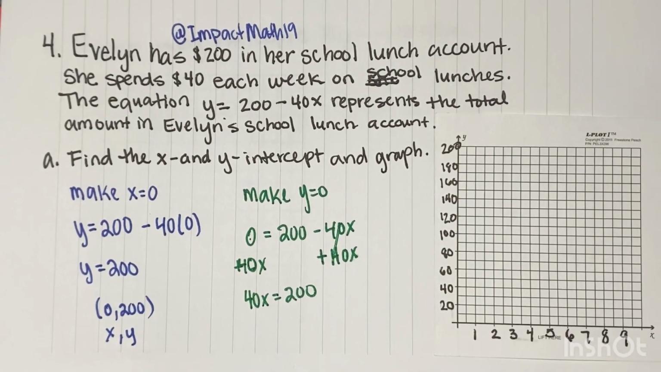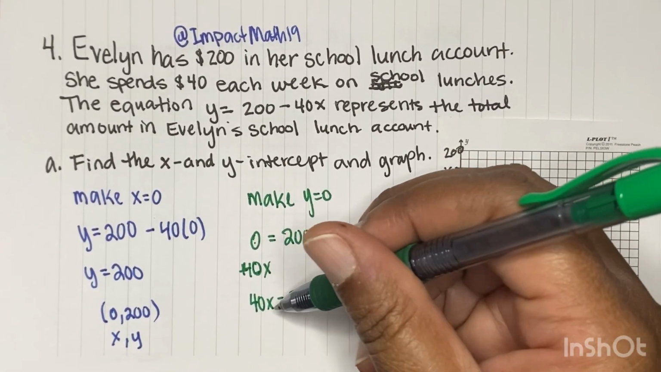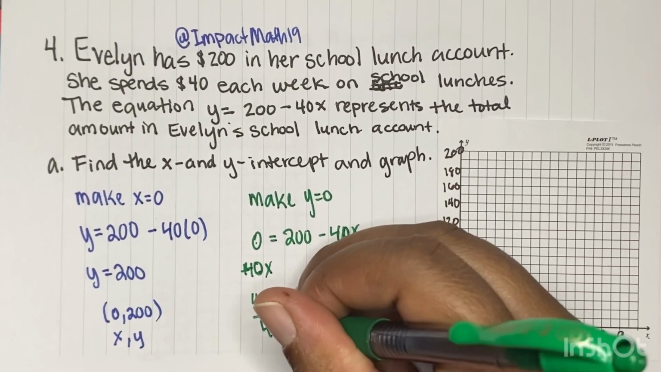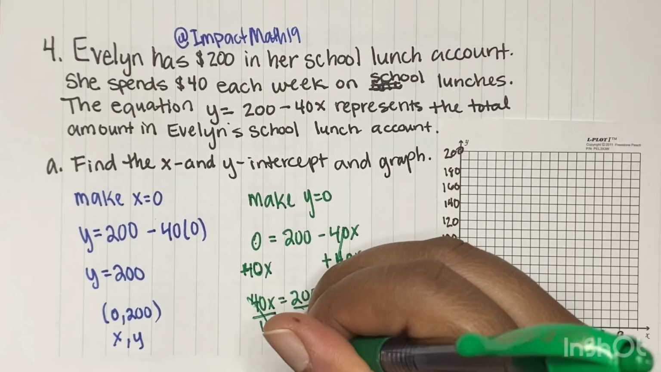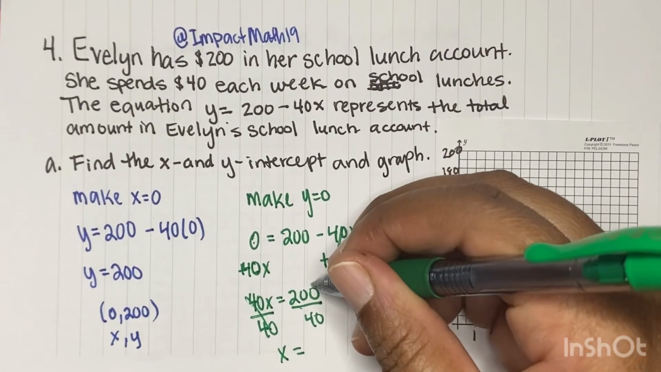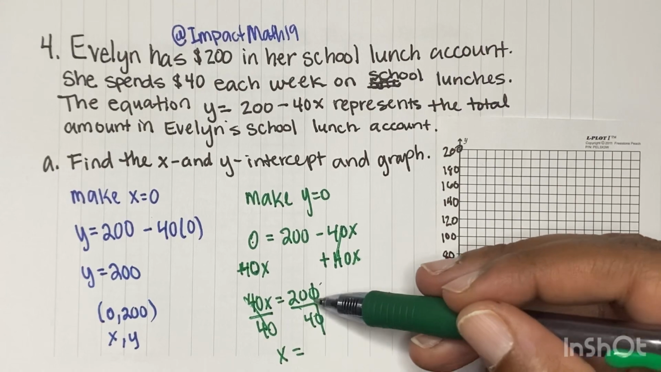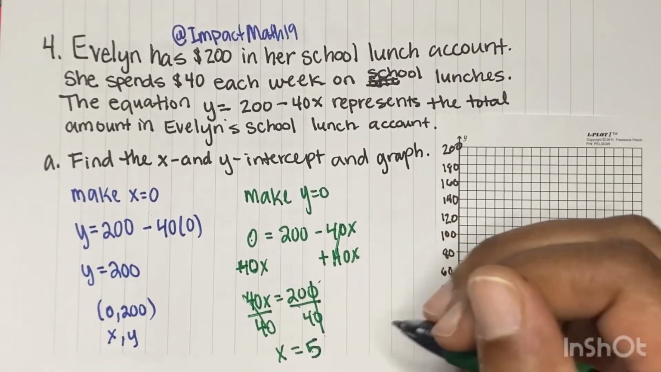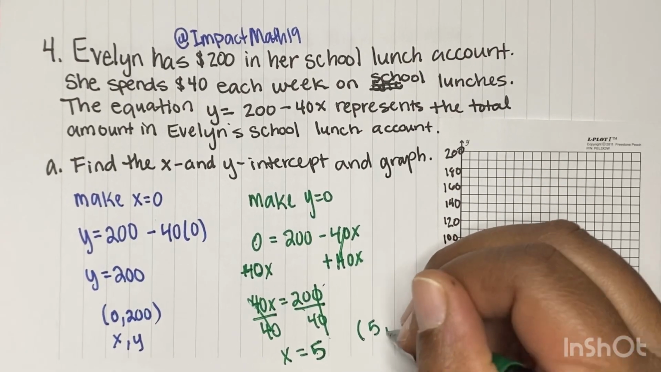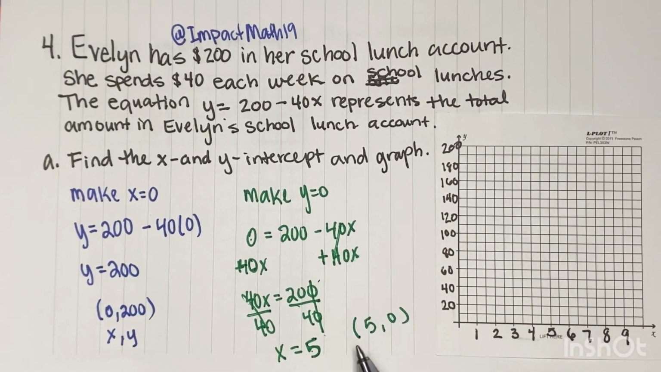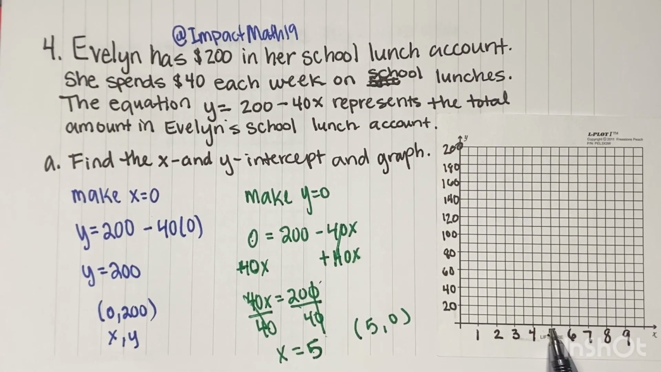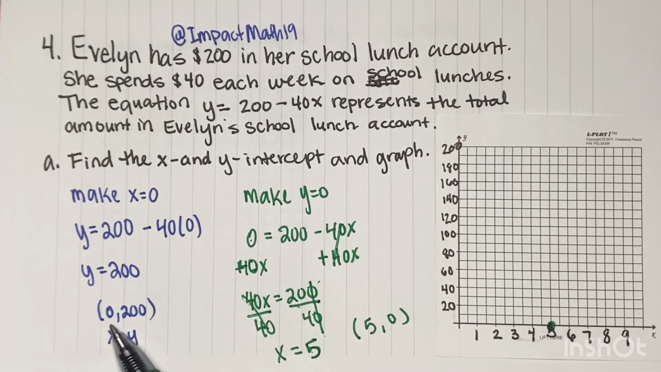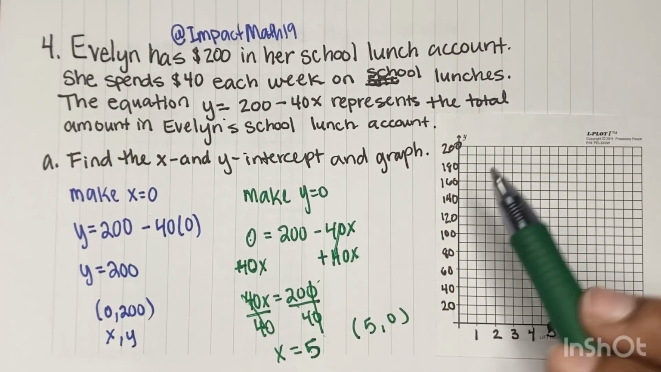Well, how do we get x by itself? Whenever you have a number attached to a variable, they're multiplied. So to undo multiplication, we have to divide. And we're going to divide both sides by 40. So we get x equals, if we can cross out a 0 here, because 0 over 0 cancels out, 20 divided by 4 is 5. So our x-intercept will be 5, 0. So we would go 5 on the x-axis and put a point there because we don't move up. And then our y-intercept would be 0, go up to 200.